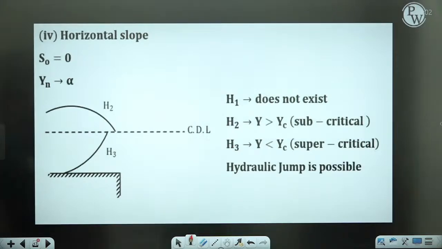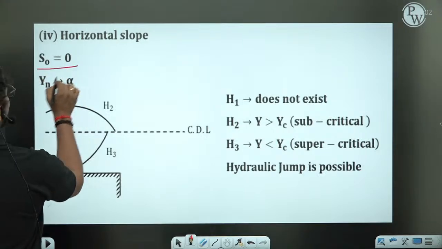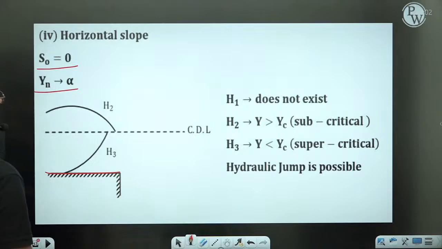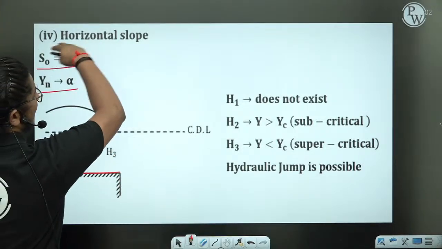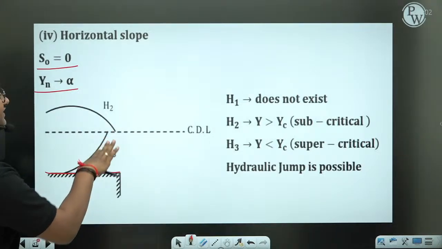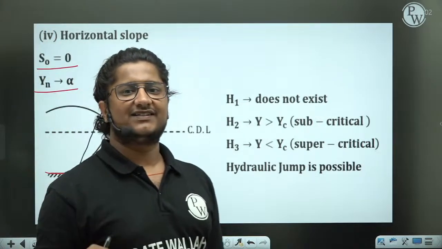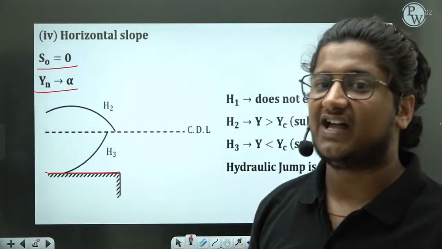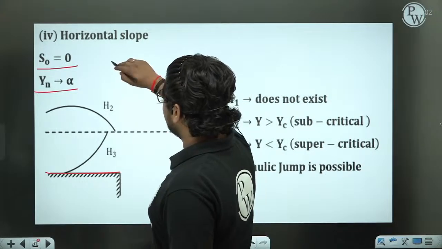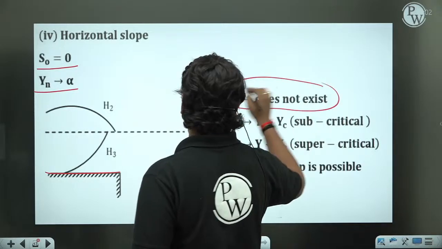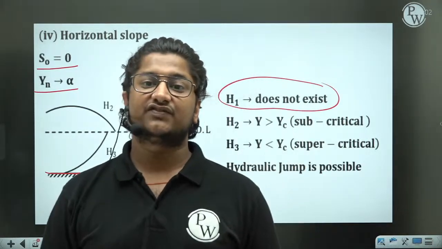Now see the fourth one, horizontal slope. Here, as you can see, S0 is 0, so this is completely horizontal, and yn is infinity. As yn is infinity, you will not be able to find the NDL line. You can see the NDL line is not there. So if the NDL line is not there, do you really think H1 will be there? Because the first profile we get is above the NDL line. So there is no chance for that. In this case, H1 is missing. H1 does not exist. This is very important. You need to always remember in which case which one is not existing.